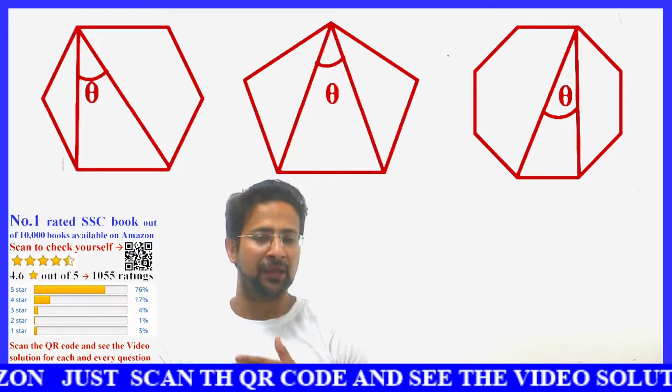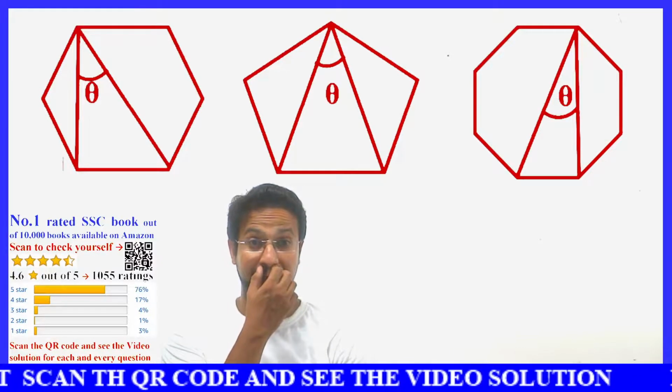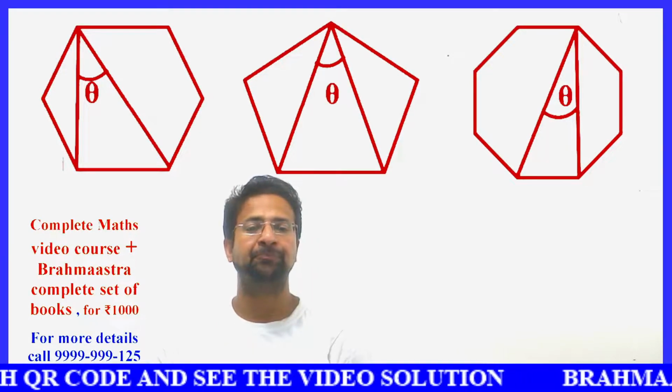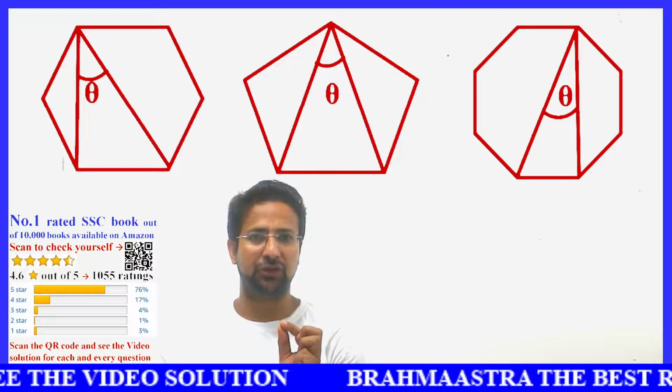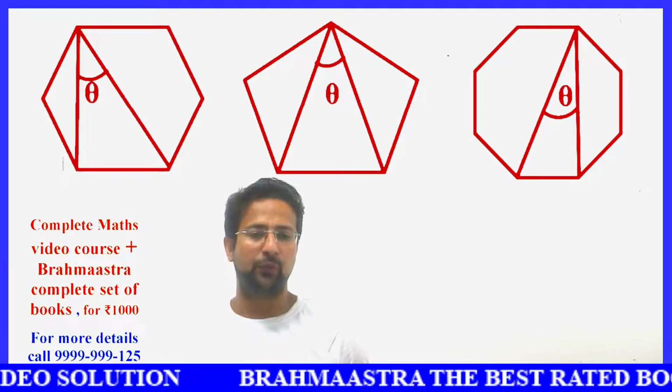of this question. Okay, you have these three triangles in front, three figures in front of you, and you need to find this angle theta. Okay, first of all, I'll tell you the shortcut, then we'll move ahead. What will be these angles?